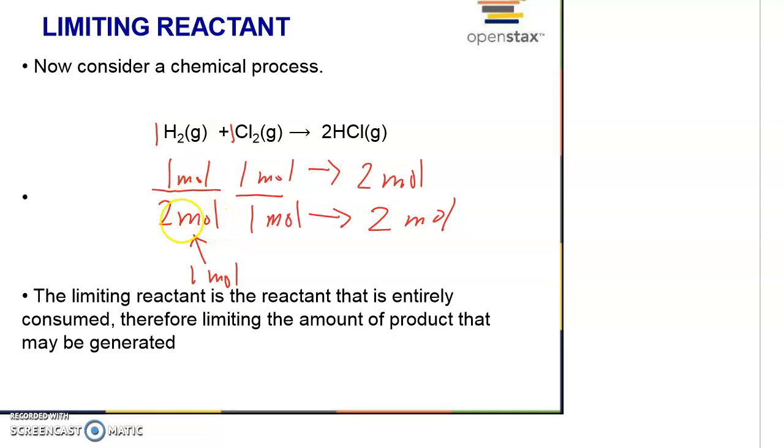So if you have 2 moles of hydrogen and 1 mole of chlorine, you are going to get 2 moles of hydrochloric acid and the excess hydrogen. So over here you still have 1 mole of hydrogen. The reactant that runs out first, we call the limiting reactant. By definition, the limiting reactant is the reactant that is entirely consumed and therefore limits the amount of product that may be generated.